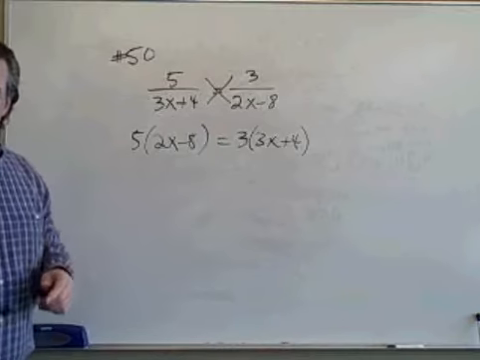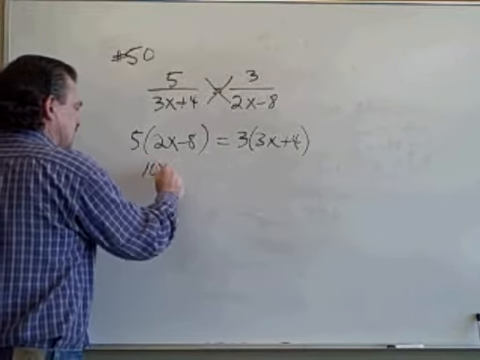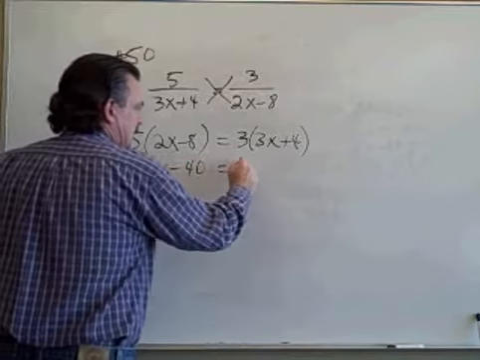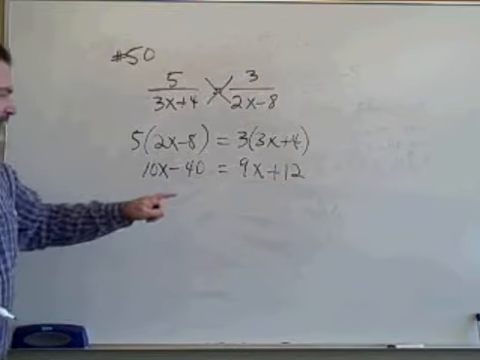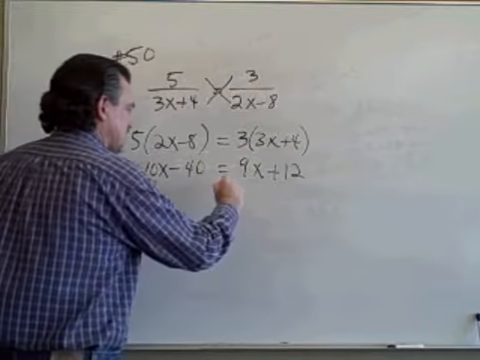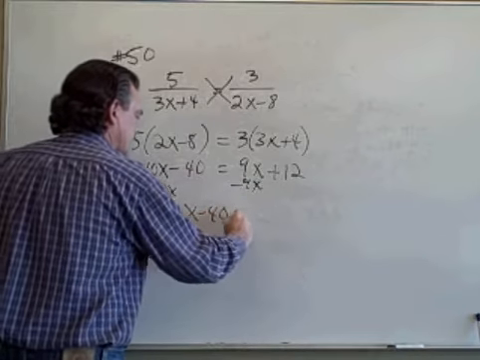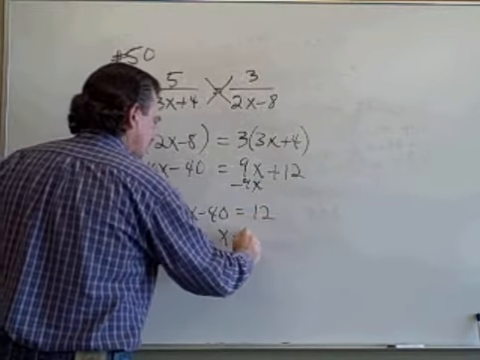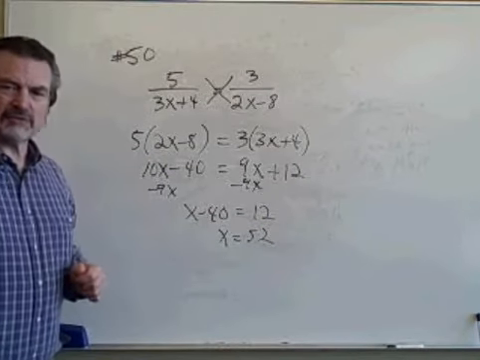And this looks like it's just a nice linear equation for us to solve. We multiply through, we'll have 10x minus 40 equals 9x plus 12. If I subtract 9x from both sides, I get x minus 40 equals 12. If I add 40 to both sides, I get x equals 52.